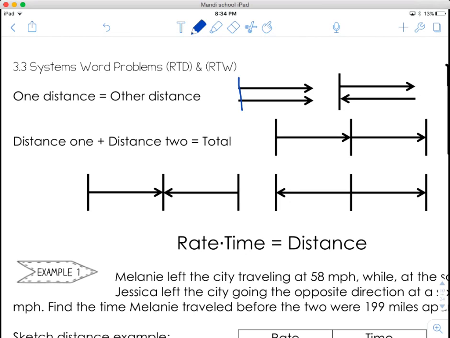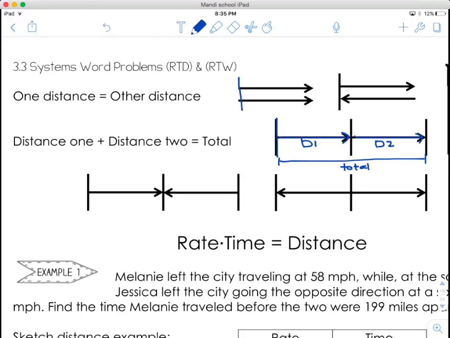The second type of problems that you have is where you have distance 1 plus distance 2 equals the total. So let's look at this first example. Let's say a guy starts on a business trip. He drives a certain distance and he has to stop and sleep for the night. And then he gets up the next morning and he heads out until he finally gets where he needs to go. This is the total distance that he traveled. Distance 1 would be his first day. Distance 2 would be his second day.